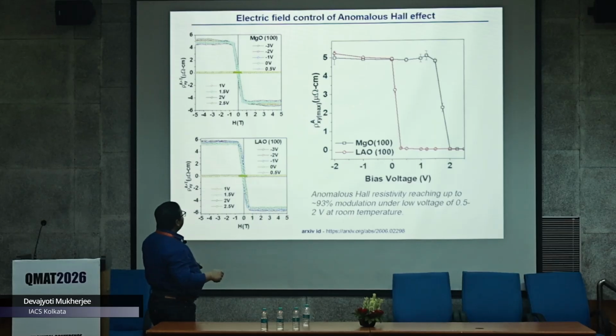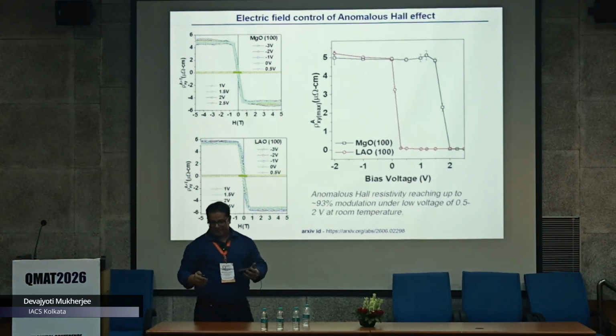And so this is the experiment we did. We measured the Hall under different applied voltages, and here I am plotting the maximum anomalous Hall resistivity as a function of the bias voltage. What is very interesting to see is that as we change the bias voltage, there is almost a 93% change in the anomalous Hall resistivity.